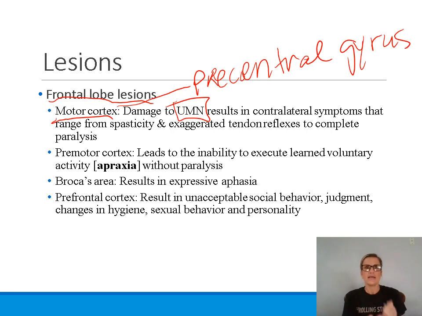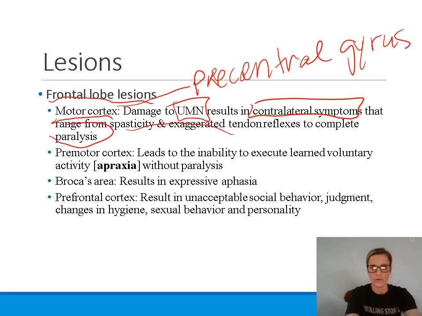Also, keep in mind that the motor neuron is controlling the opposite side of the body, right? So remember that it crosses over. So the left hemisphere is controlling the right side of the body, the right hemisphere is controlling the left side of the body. So damage to the upper motor neuron in the motor cortex results in contralateral symptoms. So symptoms on the opposite side of the body. And those symptoms can range from spasticity, exaggerated tendon reflexes, all the way to complete paralysis.